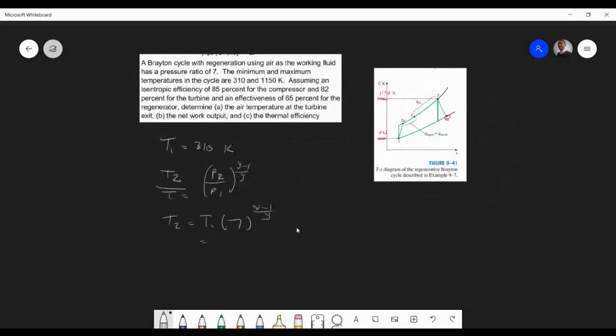Once you find T2, if you remember your isentropic efficiency formula, right? We had, oh man, why did you just decide to do that now? What's going on? I'll just quickly check. Just give me a moment.